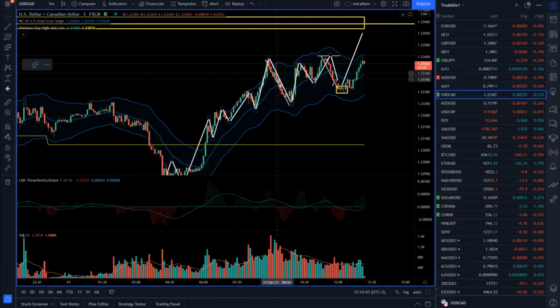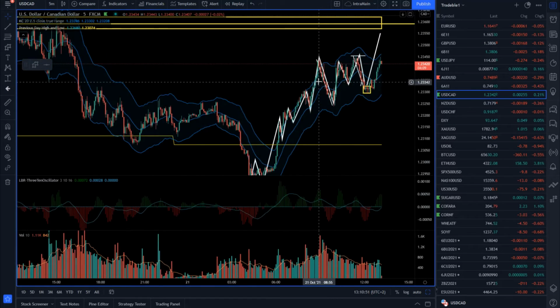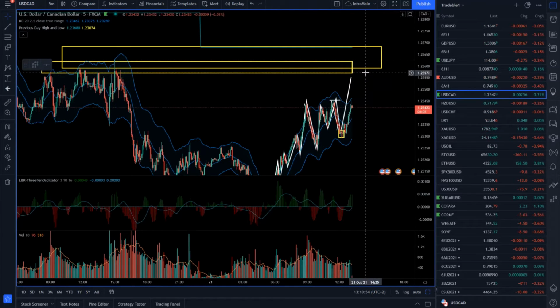Every time the price pulls back around the mean or close to the lower extreme, the buyer just keeps loading there. And I do expect the price to continue to go upside today towards the highs around 1.2360 and the previous day high at 1.2368.